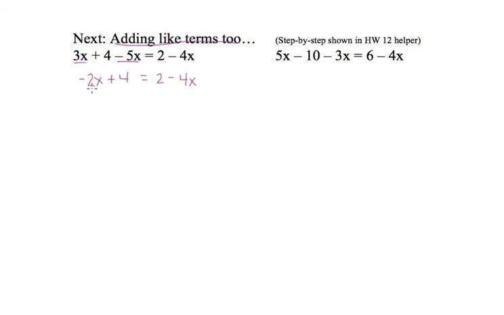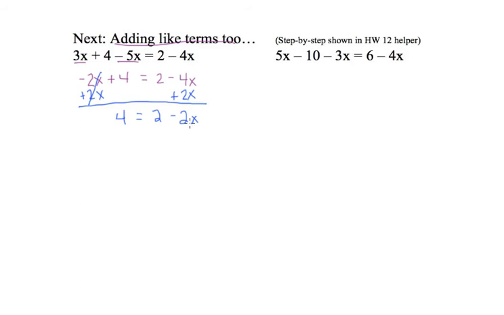I have a simplified expression here and a simplified expression here. Now I can go on to the solving steps. I need my x's on one side. So I'm going to move this negative 2x over there. So to undo subtracting 2x, I can add 2x to both sides. This cancels. Negative 2x plus 2x is 0. So I get 4 equals 2 minus 2x.